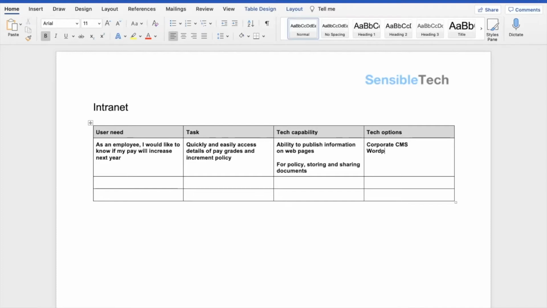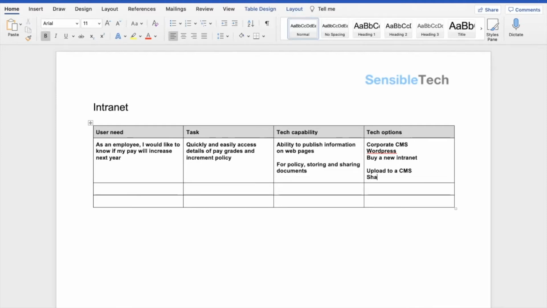Maybe we're running some WordPress-based microsites or something. Could we co-opt that bit of technology as a way of just publishing text on a web page? Or indeed, we could buy a new intranet, but we'll see if that's the right option. And then for sharing policy documents, well, you can upload to a CMS, a content management system. So whichever one we choose, you can always upload documents into those. Maybe we're in a Microsoft shop, so we've also got SharePoint, and SharePoint does some things quite well. One of those things is storing documents. So that's another thing that we could do there.